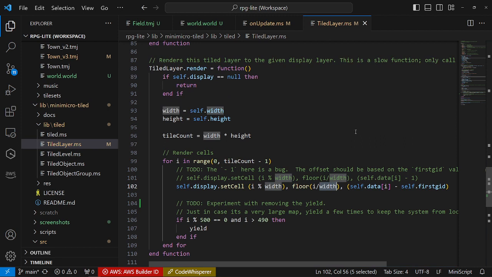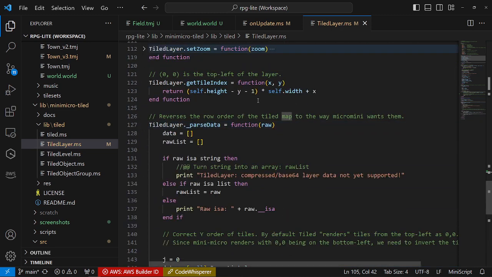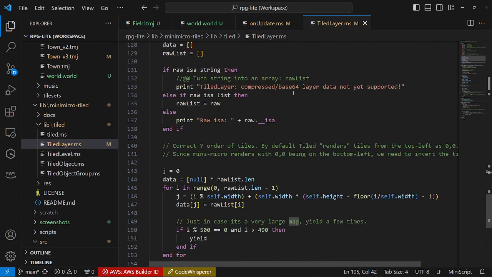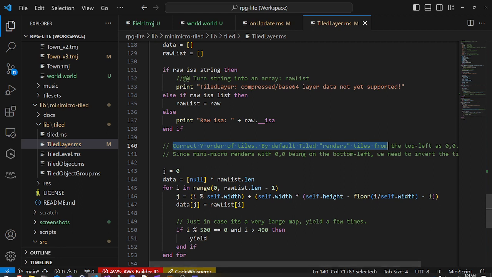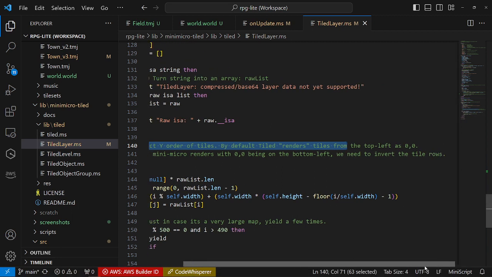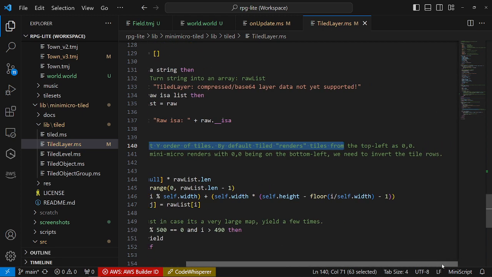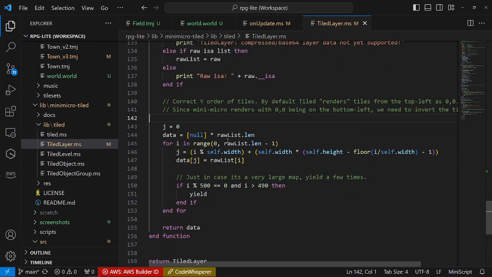I'm wondering about this. There's a place where it was inverting coordinates. I remember seeing this a while back. Correct the Y order of tiles by default. Tiled renders tiles from the top left as 0, 0. Since we need MiniMicro renders with 0, 0 being the bottom left, we need to invert the tile rows. But how is it doing that inversion? It's doing a lot of stuff here. We want it doing that. Is that the right way to do it?